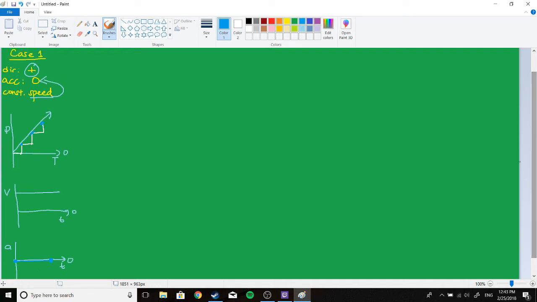What about case 2? Case 2 comes when your direction is still positive, meaning it's going up, it's going to the right, it's going east, it's going north, positive direction. But your acceleration will be positive, meaning that your speed is increasing. So how does that look like? Let's use a different color.